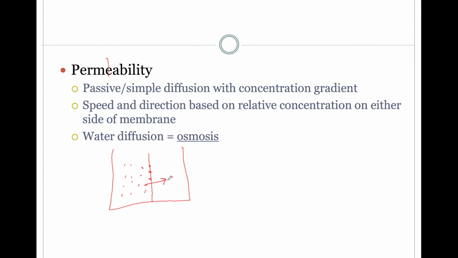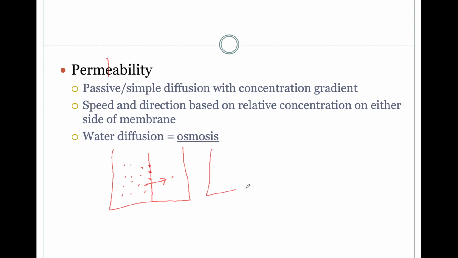So in this case, we have a very significant gradient, only a very small number of solutes here, a high number of solutes here. So the direction will be from a high concentration to a low concentration, and the speed can actually be measured, but it will be a very rapid rate of diffusion because of this significant gradient.